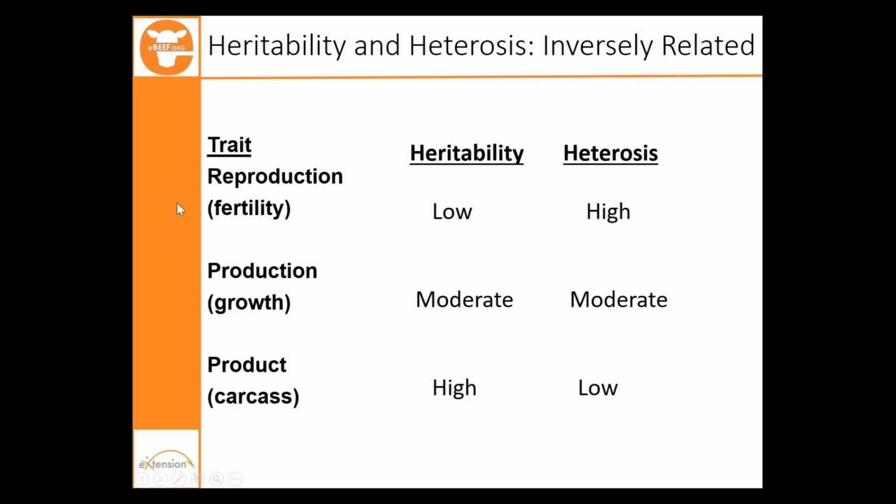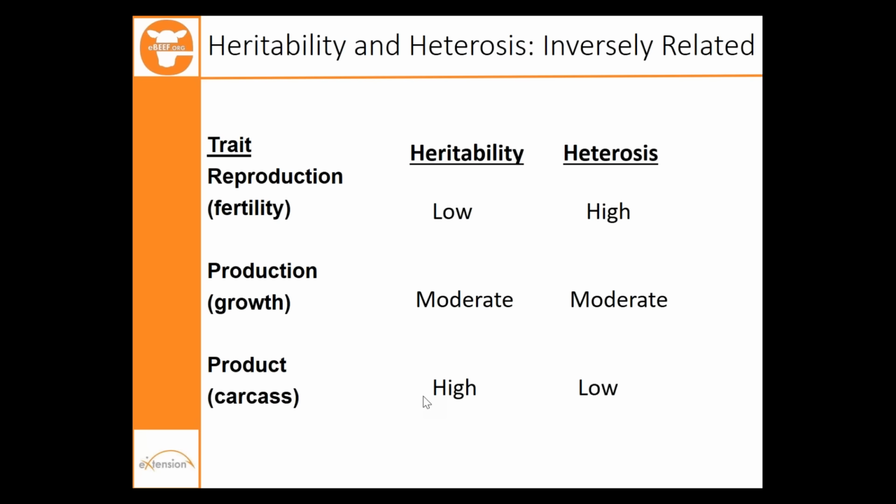So if we think about our traits that are more lowly heritable, like fertility and longevity, reproduction-related traits that are really important in our cow herd, those tend to be lowly heritable traits. And what we see is that we get a pretty high response in terms of improvement due to heterosis. Our growth traits fall somewhere in the middle, and our carcass traits are generally going to be pretty highly heritable. And what we see in those is that we get a fairly low response due to heterosis.